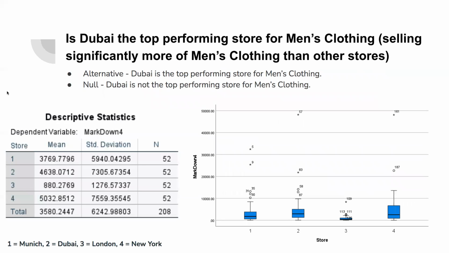Next question: is Dubai the top performing store for men's clothing? This also utilized an analysis of variance. Here you can see the Dubai store number 2 with an estimated marginal mean of 4638.07. New York happened to outperform Dubai. This can be observed from the summation of each city in regards to sales of men's clothing. The result is the analysis agrees with the null hypothesis that Dubai is not the top performing store for men's clothing.